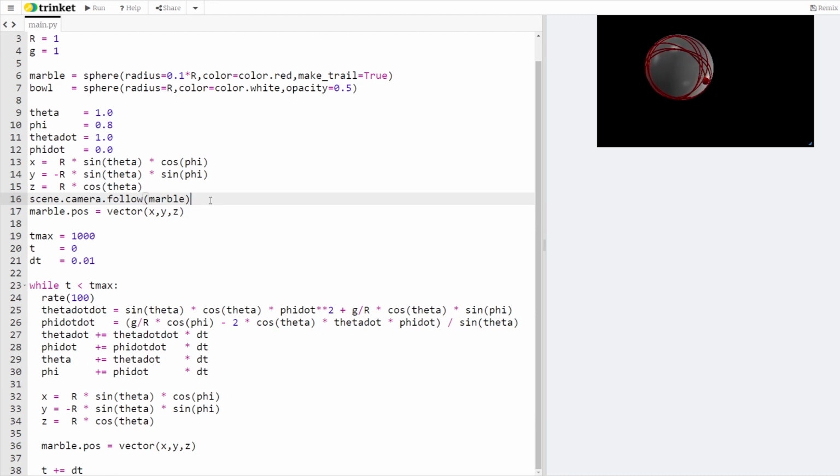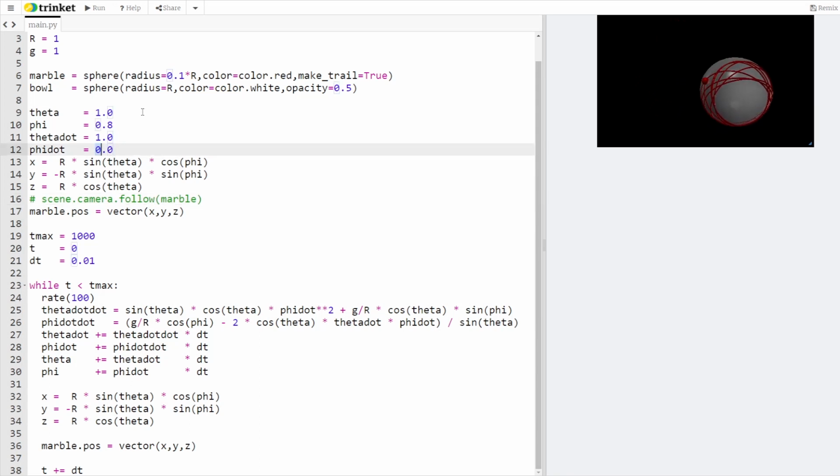Let's maybe take out the scene.camera.follow. The phi dot, I don't know whether that does a whole lot here. Let's try turning this to 1 now. Oh, I wonder if we went past the forbidden region there. That's really cool. Now we're making this little crown pattern there.